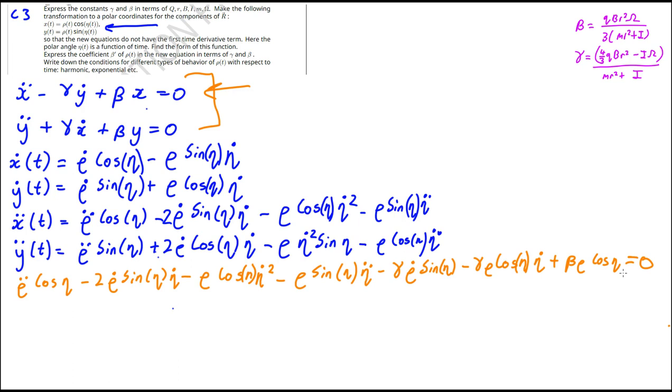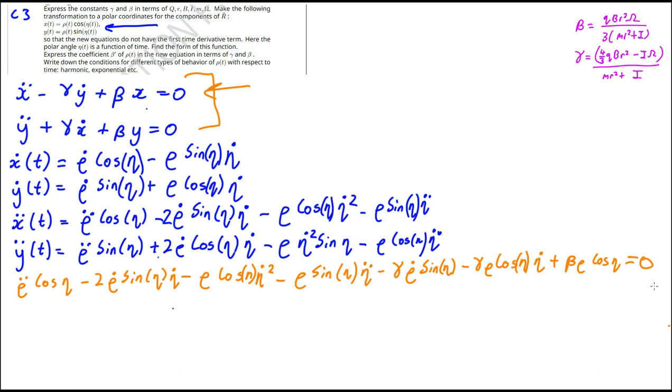Okay, so now we've got that, the next step that we need to do is that we need to make an argument that all of these terms are either multiplied by sine of eta or cos of eta. Now we actually need this to hold true, that this entire expression equals 0 for all values of eta. So what that means is the only way that that can be true is if it's true when all the sine terms add up to 0 and all the cos terms add up to 0. That's the only way it can be true in general. So we can actually split this into two separate equations.